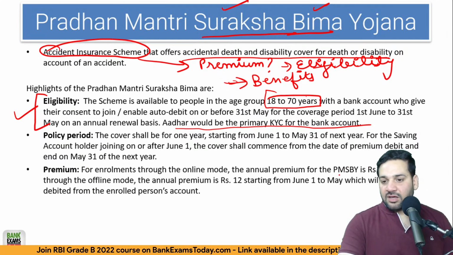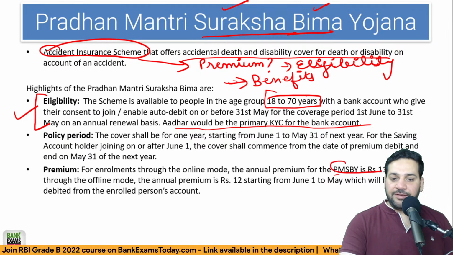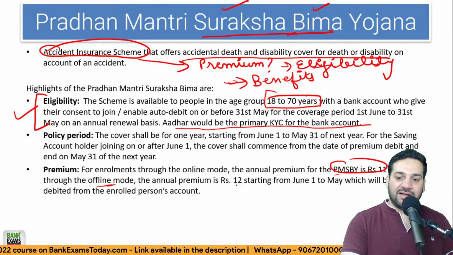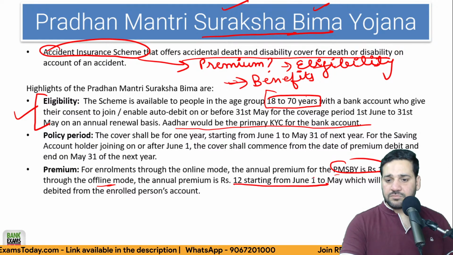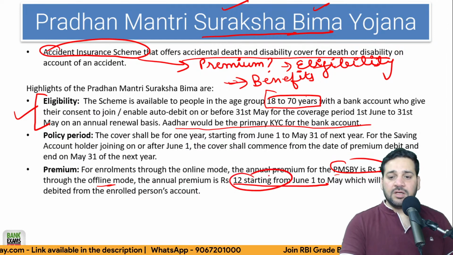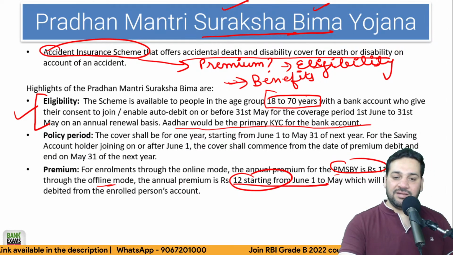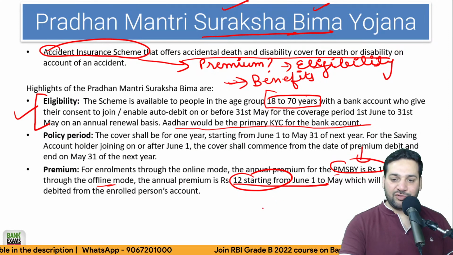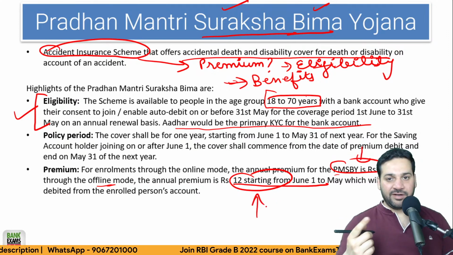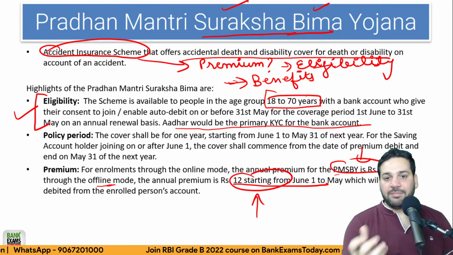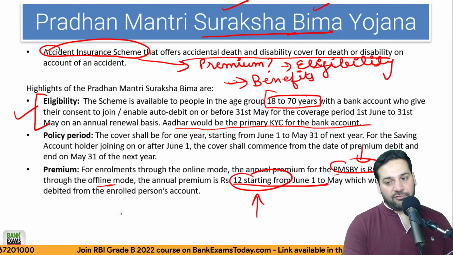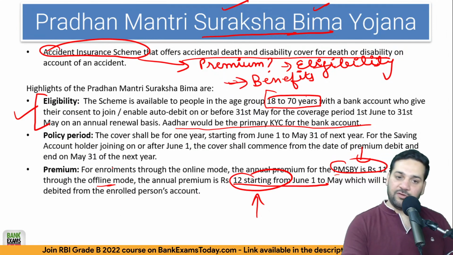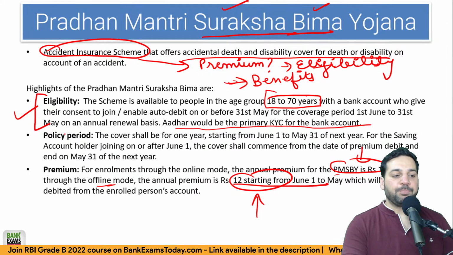How much is the premium? 11 rupees for PMSBY through offline mode, and the annual premium is rupees 12 starting from 1st July, which will be auto debited. Okay. So 12 rupee. So for online it is 11 rupee and for offline it is 12 rupee. You get the 1 rupee benefit for making the payment for the premium online. Okay. So 11 rupee for online and 12 rupee for offline payment of premium.